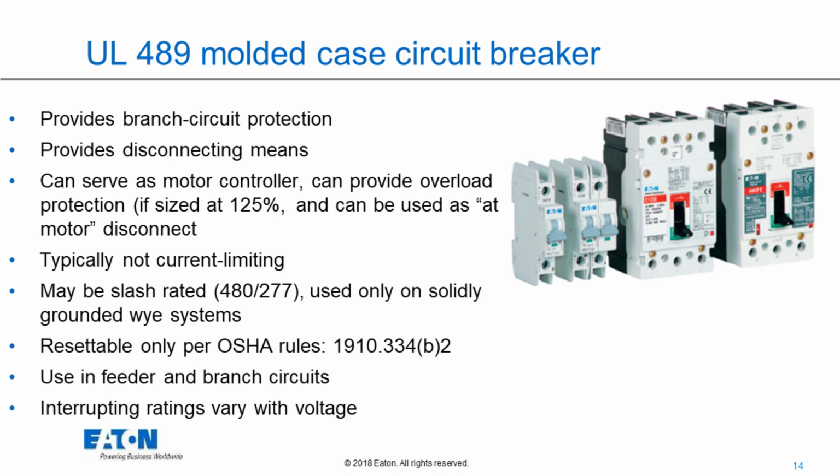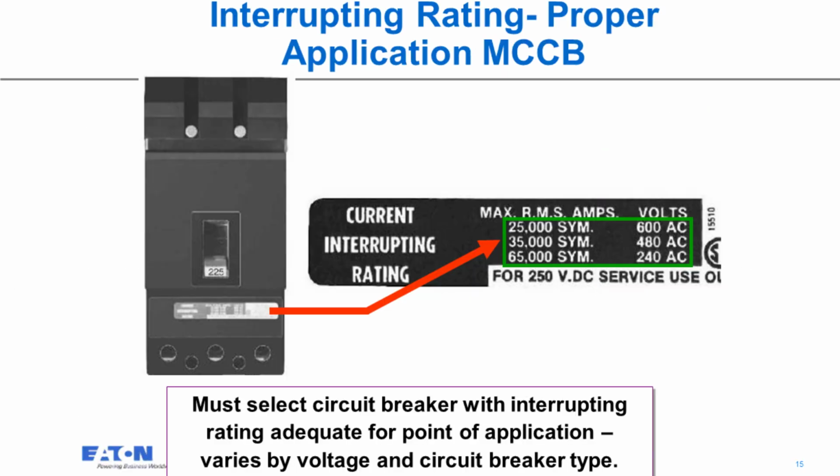These can be used in feeder and branch circuits. Interrupting ratings vary with voltage on molded case circuit breakers. Here's an example. This breaker has a rating of 65,000 at 240 and 35,000 at 480. So we have to know what the available fault current is and make sure the interrupting rating is going to be high enough, and make sure the system voltage is correct for the interrupting rating.